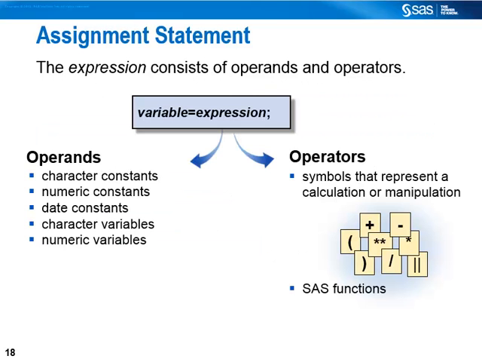The variable may be a new or an existing variable. The rules for SAS dataset names apply to SAS variable names also. The operands can be constants or variables. The operators can be arithmetic operators or SAS functions. A function is a routine that accepts arguments, performs a calculation or manipulation using the arguments and returns a value.